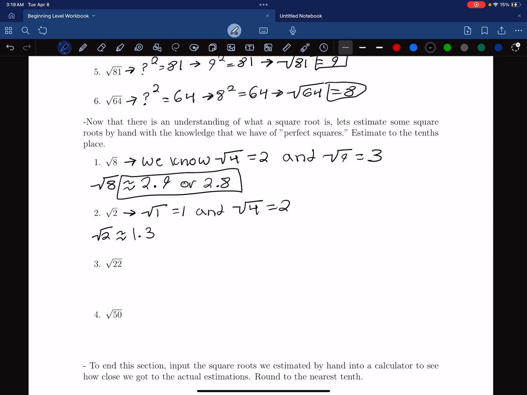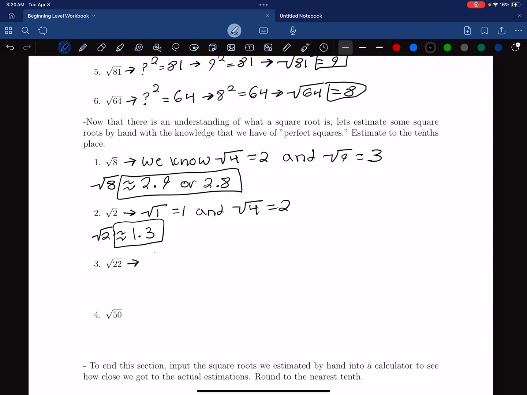And I said 1.3 because there's not too much of a large difference between these two values. So that's why I said 0.3. As long as you get around 1.3 as your guess, you're good to go for the correctness on this one. Now let's look at the square root of 22.